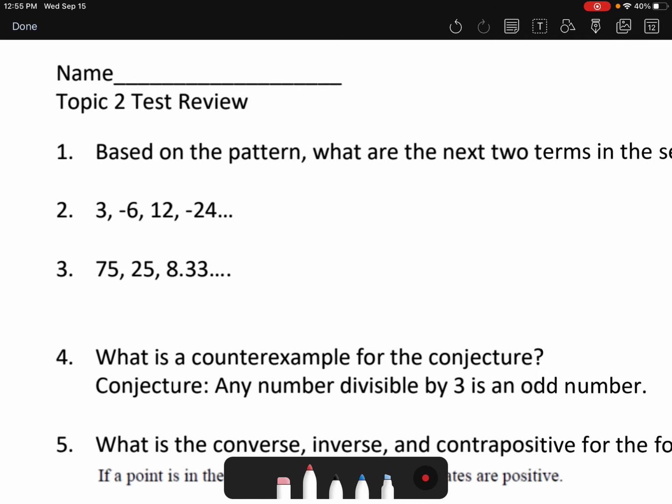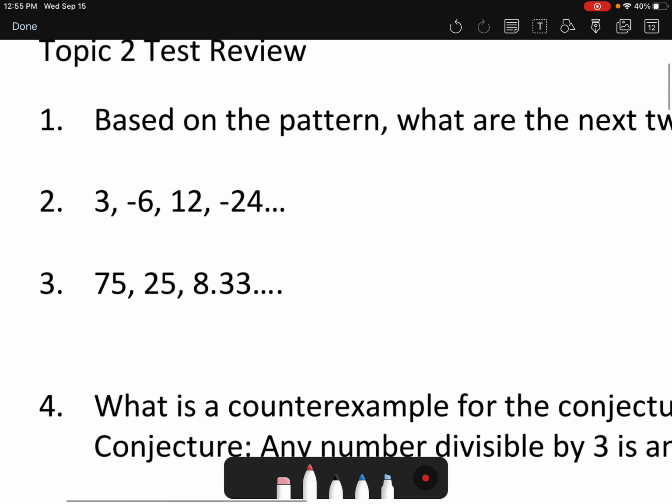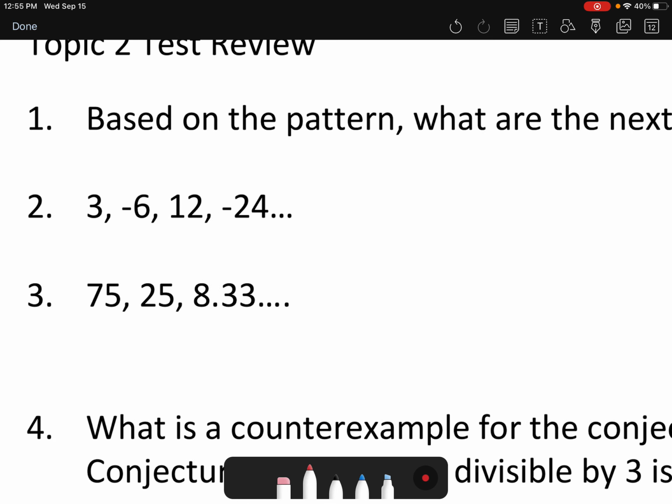Look at question number 2. It's asking the same thing. What are the next terms in the sequence? So when we talk about this, we can see that every other number is switching between positive and negative. So that means the number that we're multiplying times to go from one term to the next is a negative number. Okay, so we know that our next number has to be positive.